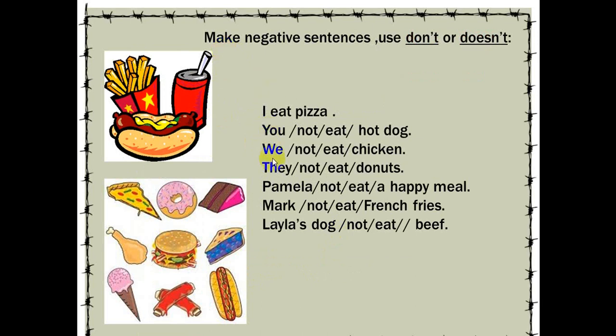Let's turn the sentences into the negative form. Please don't forget to use don't or doesn't. I eat pizza. In the negative form, it will be I don't eat pizza. Use the hints here to form a sentence. The first one will be you do not eat hot dog. The other one will be we do not eat chicken. The third one, they do not eat donuts. The fourth, Pamela does not, bravo, does not eat a happy meal. Mark does not eat French fries. Layla's dog, the pronoun of Layla's dog is it. It doesn't eat beef.